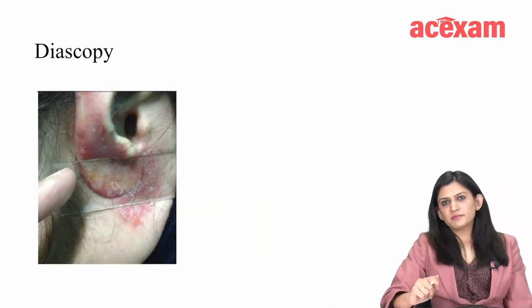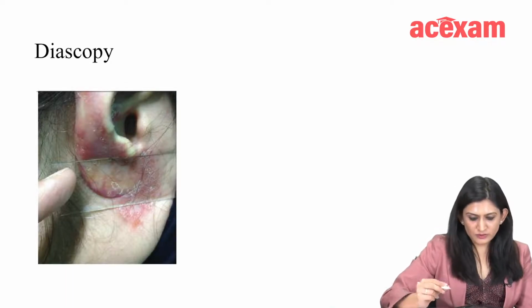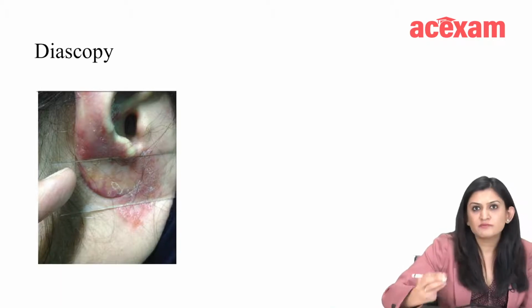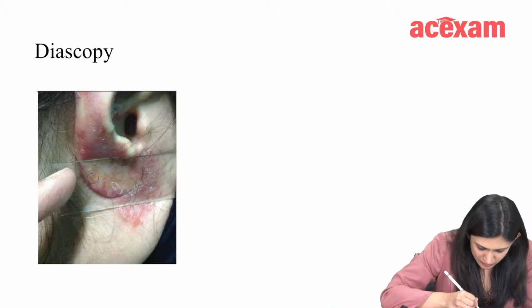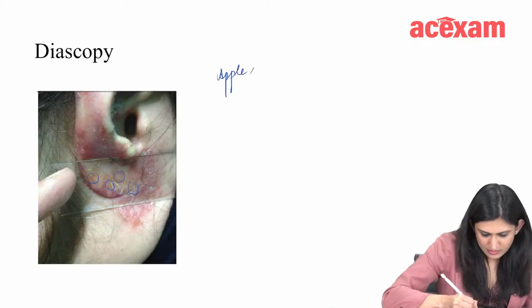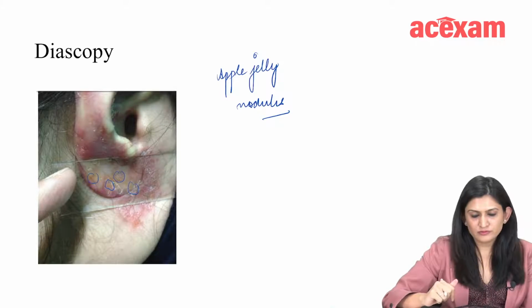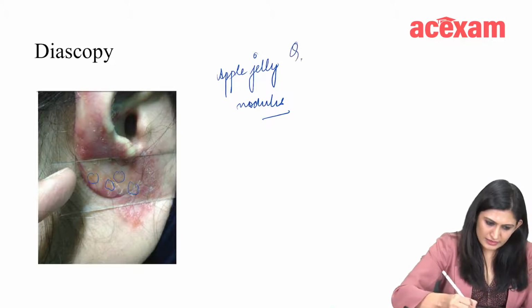So now this is a bedside test known as diascopy test, which is used to diagnose this condition. Okay, so what is a diascopy test? So if you take a glass slide and press the lesion with the glass slide, what will happen is erythema will disappear. Okay, so the lesion will blanch and you will see these small golden yellow nodules. These are known as apple jelly nodules. Okay, because they are golden yellow in color, like the color of apple jelly. So these are known as apple jelly nodules. So this is a question that is frequently asked. Diascopy is a bedside test. We'll discuss it in our basics.